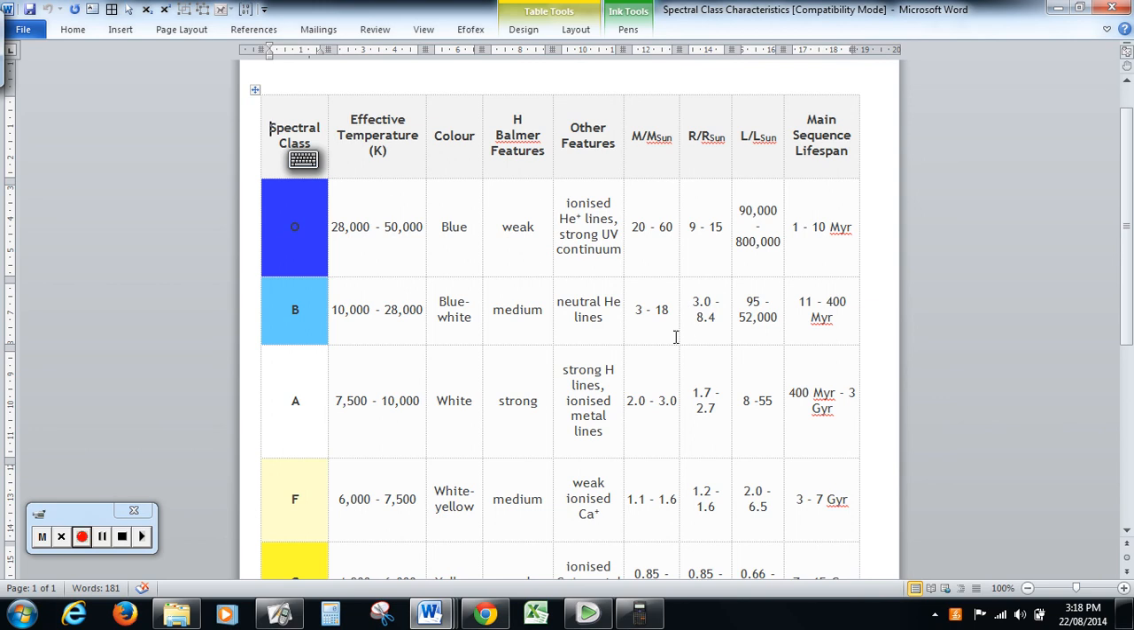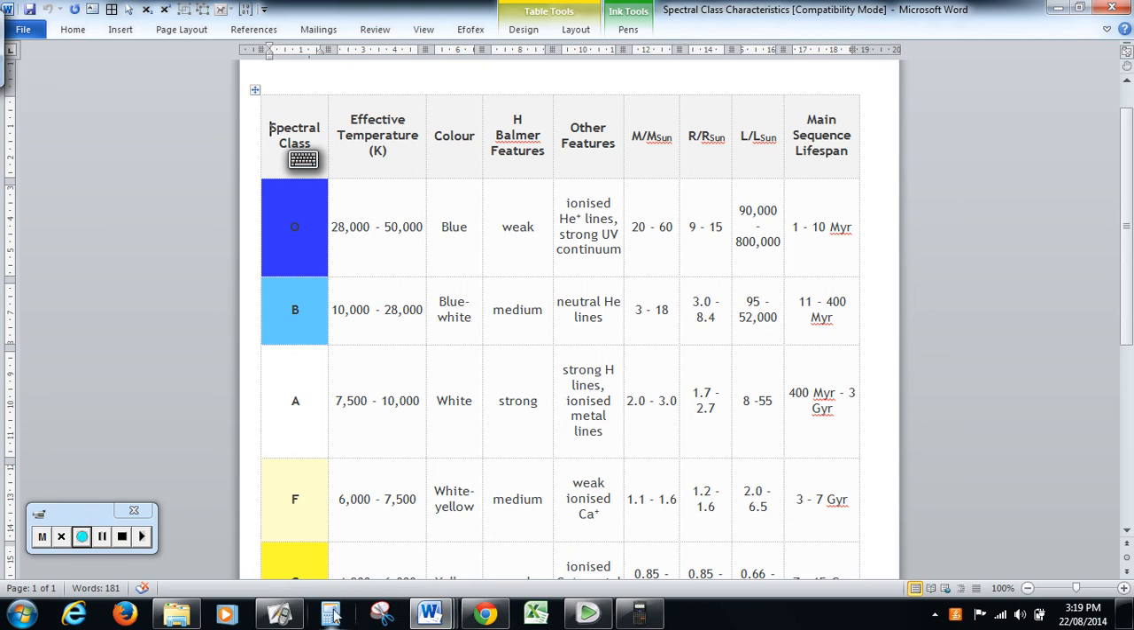We also then know, just offhand, its size in comparison to our Sun. Remembering it's a B8 star, so it's closer to the first one here than the second one. So it's about 3 to 5 times the size of our Sun. It's got about 3 to 5 times the radius of our Sun, and its luminosity is around about 100 times brighter than our Sun. And it also has a lifespan of around about 10 to 15 to 20 million years, not million light years. Okay.